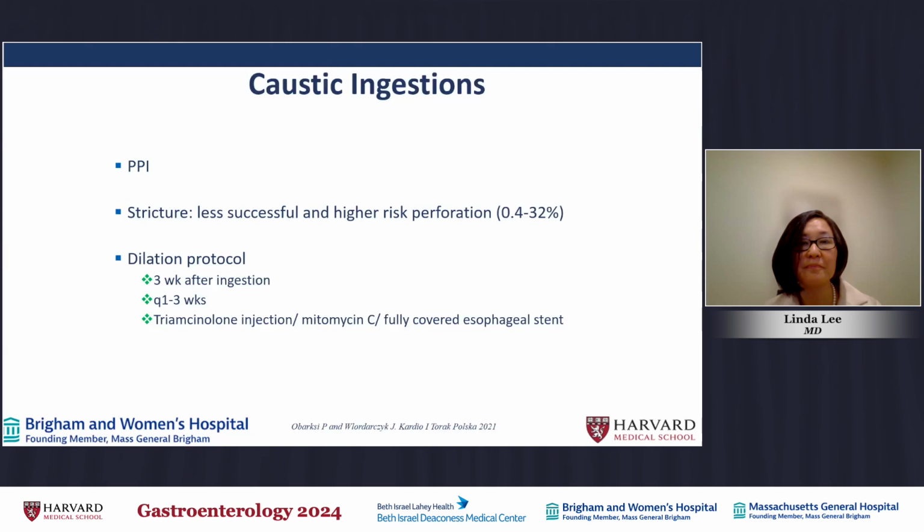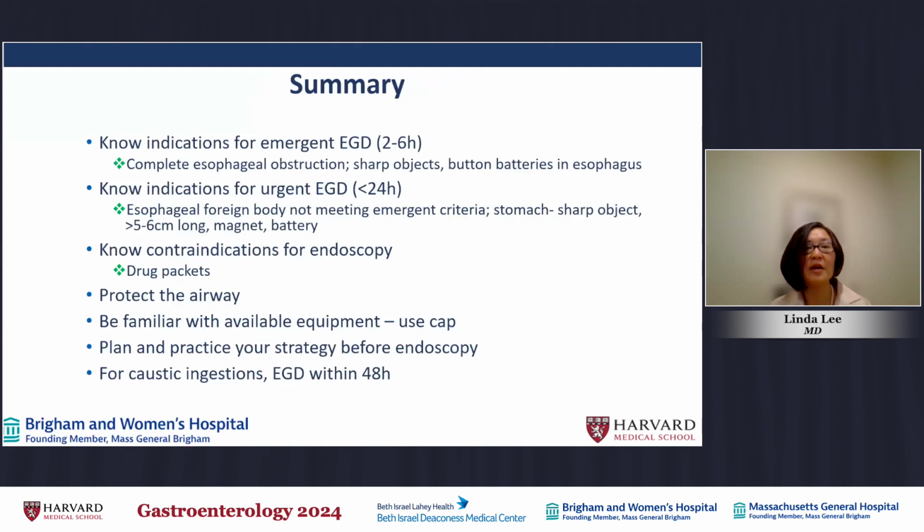So to summarize, know the indications for emergent EGD, which include complete esophageal obstruction, presence of sharp objects, and button batteries in the esophagus. The indication for urgent EGD within 24 hours is anything in the esophagus that does not meet the emergent criteria. And then in the stomach, sharp objects, long objects, magnets, and batteries. Certainly the contraindication for endoscopy is if you suspect drug packets.